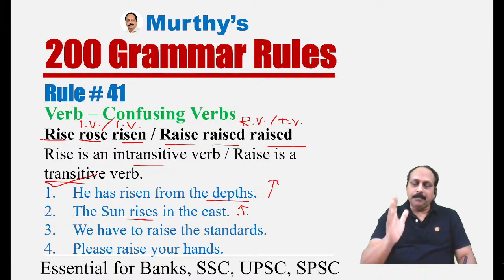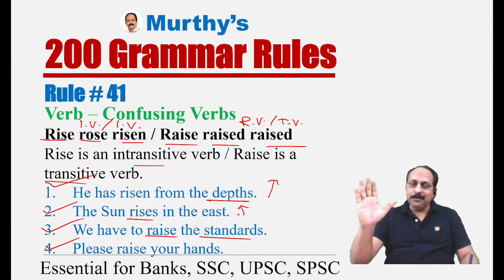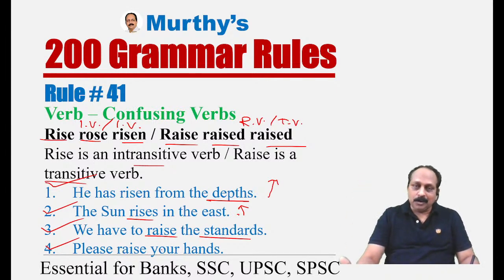Again, coming up or going up. Perfect. We have to raise the standards. I always talk about raising the standards. Raise what? You ask a question. The standards, object. Then the sentence is correct. Another typical example, classroom example. Please raise your hands. Raise what? Your hands. There is an object.